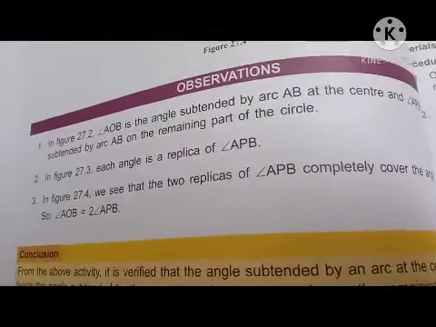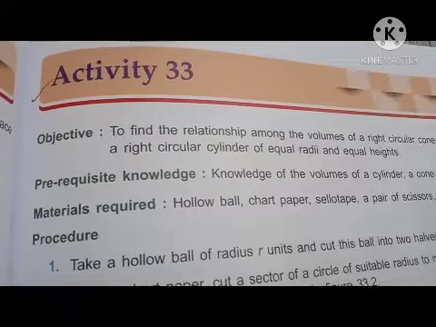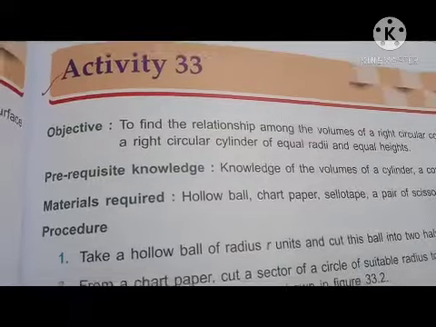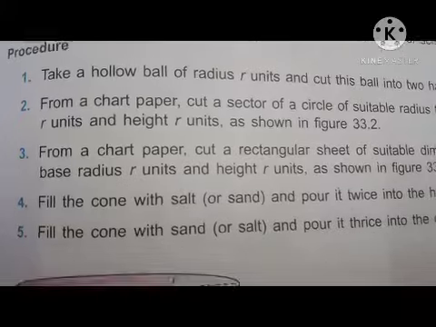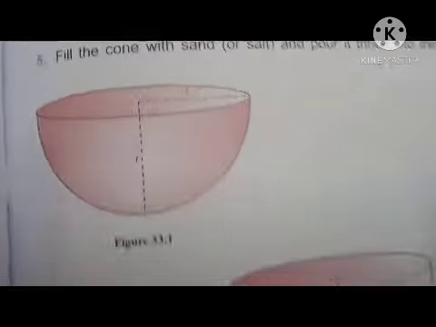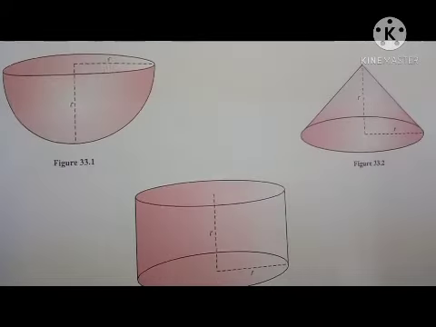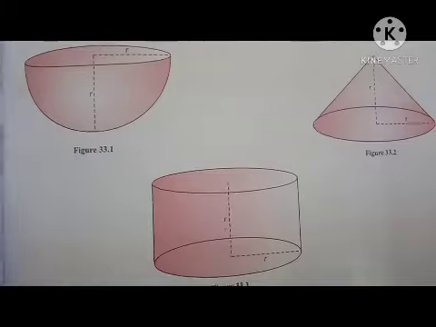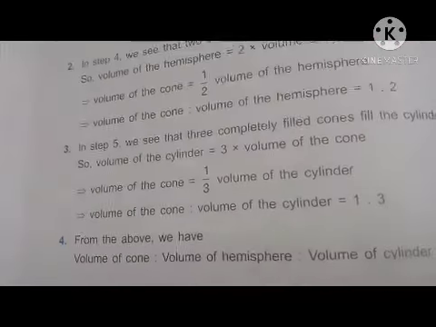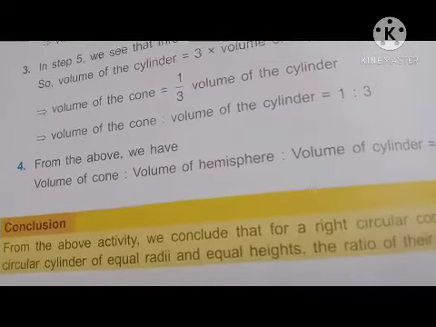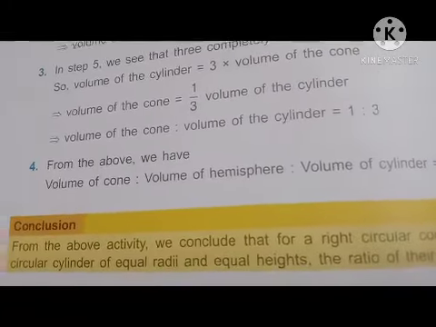Clear? Activity 33. This you have to write as your activity number 7 in your record. These writings you have to write in the right side, that means ruled side. Then these figures you have to draw on the unruled part. Okay. This is the continuation of the same, and all this you have to write on the ruled side, and this conclusion you have to write in the ruled side.